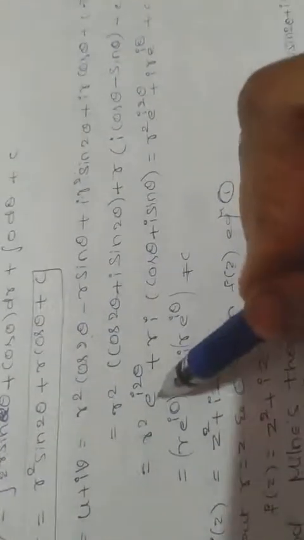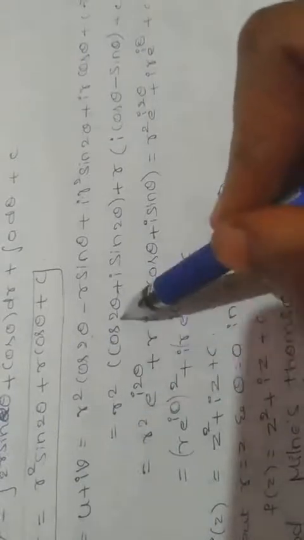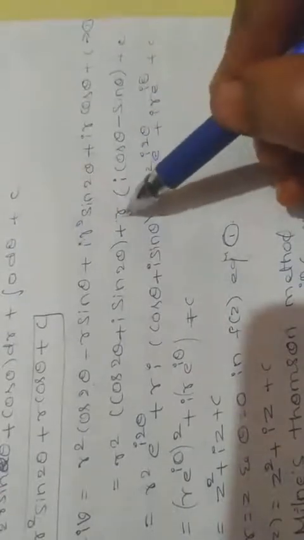This equals r² e^(i2θ), since in place of θ, 2θ is there, plus r into (i cos θ − sin θ). When you take i outside, we get cos θ minus sin θ times 1/i. We know that 1/i is −i, and minus into this minus is plus, so i sin θ. So r(cos θ + i sin θ) is r e^(iθ), giving i r e^(iθ) plus c.